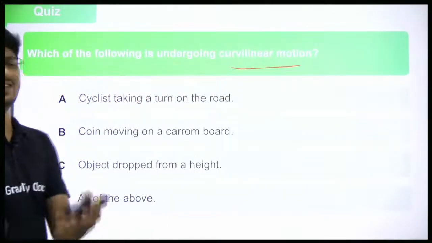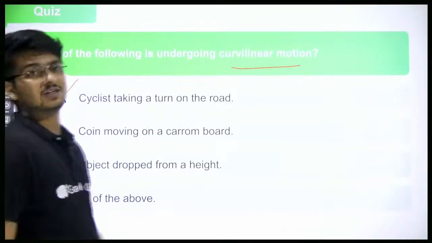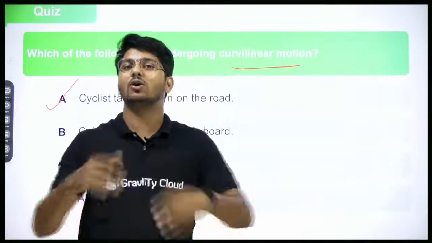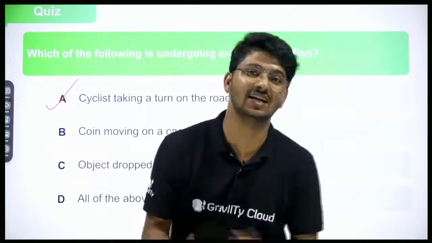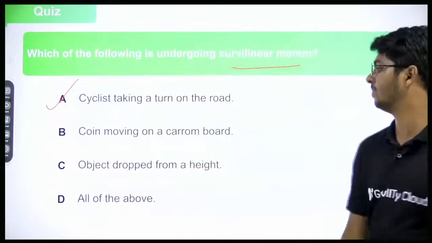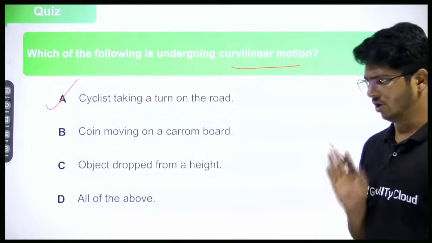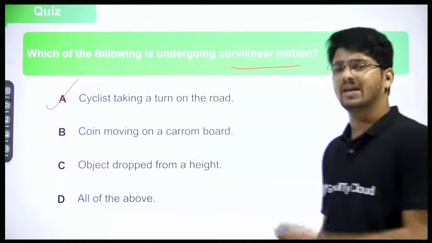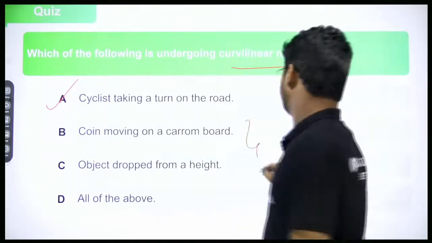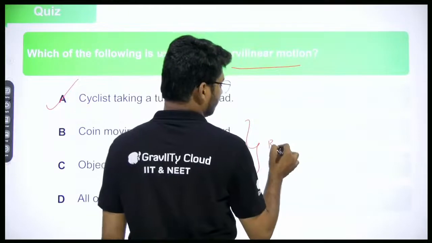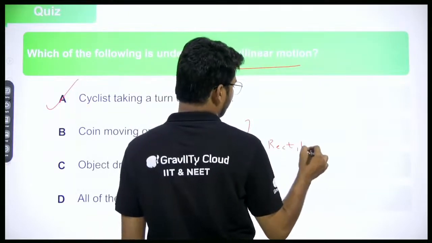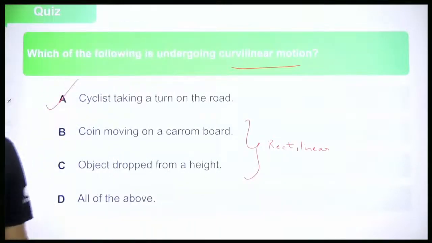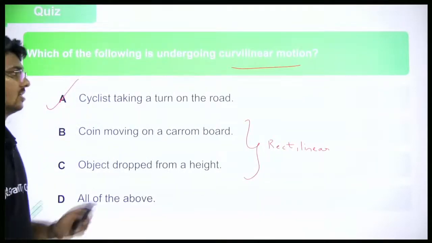So here, by the way, the answer is obviously option A. Cyclist taking a turn. When you take a turn, it is not a straight road, it is a curved road, so curvilinear. Simple example. Coin moving on a carom board, the coin goes along a straight line. Object dropped from a height, straight line. So B and C are rectilinear. But we need curvilinear, so option A. Understood? Okay, let's continue.